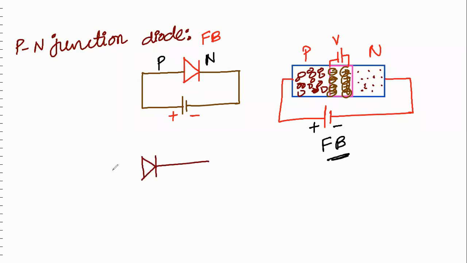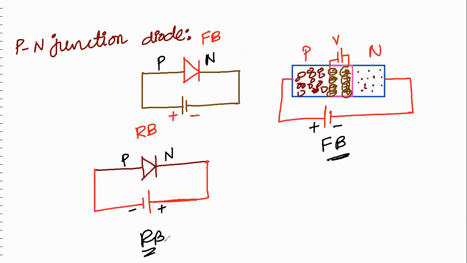If the battery positive terminal is connected to the n-type semiconductor material and the negative is connected to the p-type, then such a combination is called reverse bias. We call it RB for reverse bias. So P region and N region, we say negative and positive. This is called reverse bias.